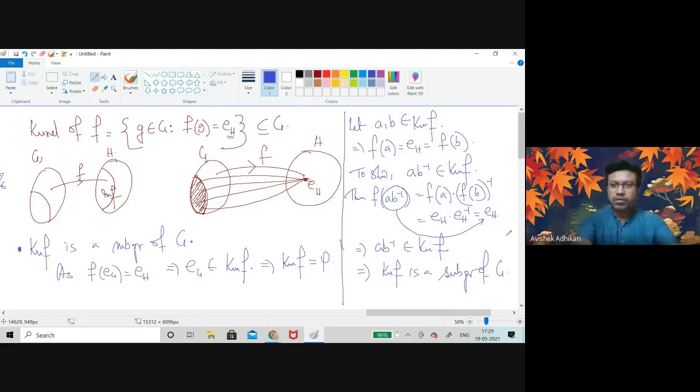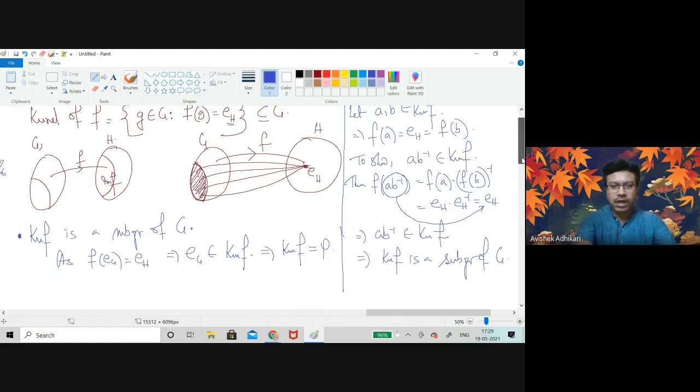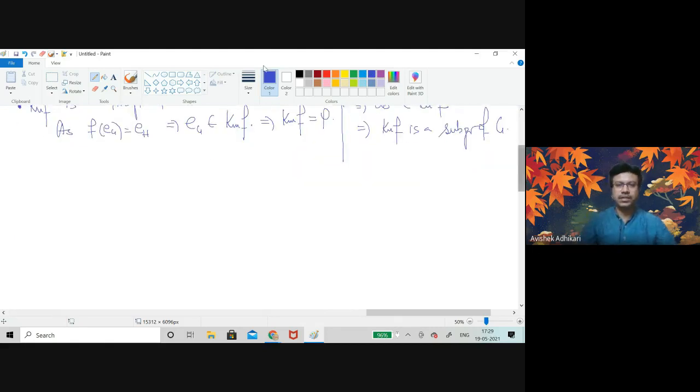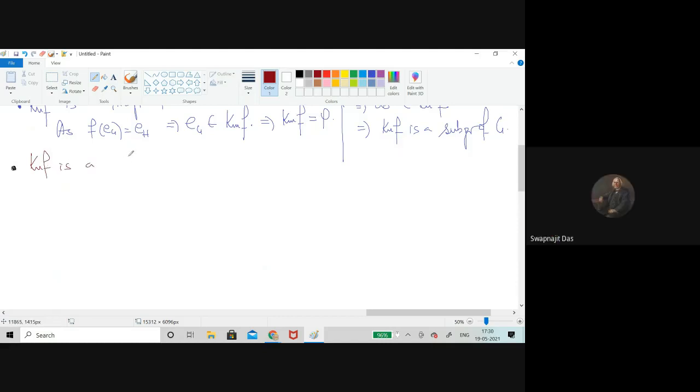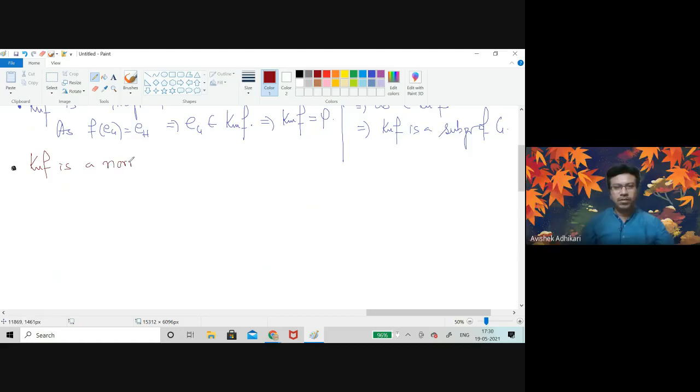So we are going to prove something more. The kernel has a specific extra property, and that property is, can anybody tell me? The kernel of f is a normal subgroup. Very good, a normal subgroup of G. Okay. So how will you prove that? How to prove that the kernel of f is a normal subgroup of G?